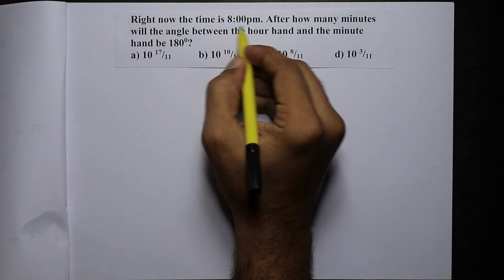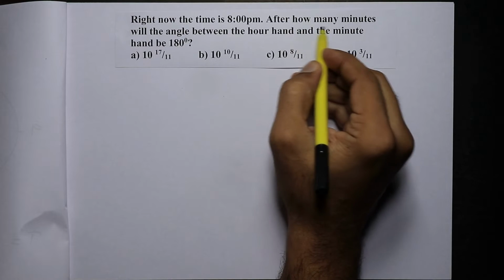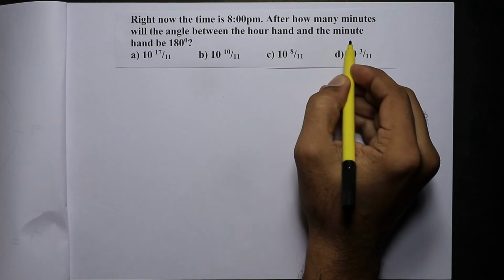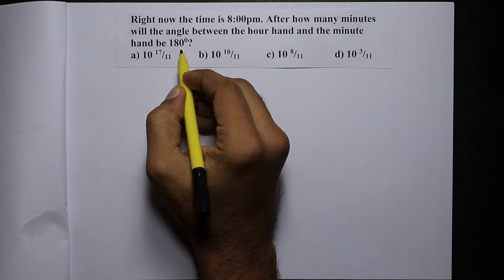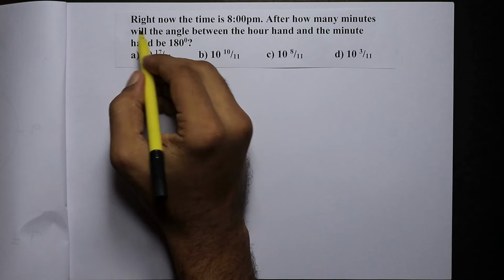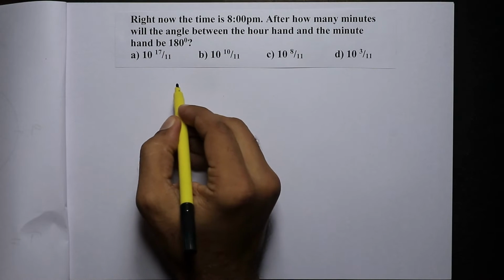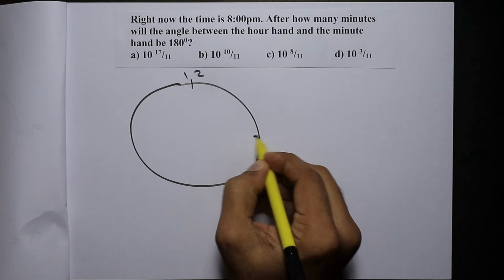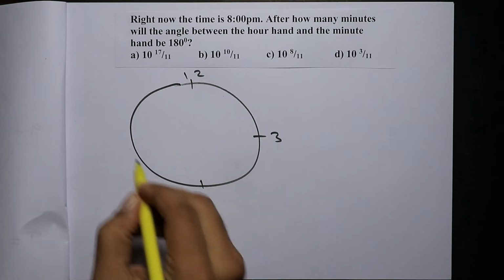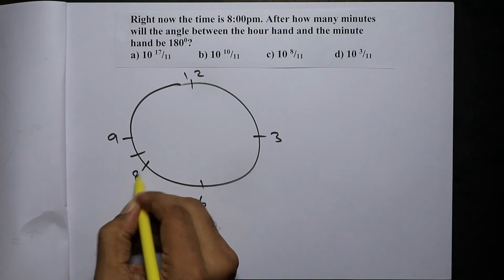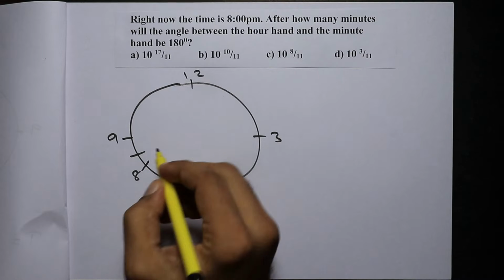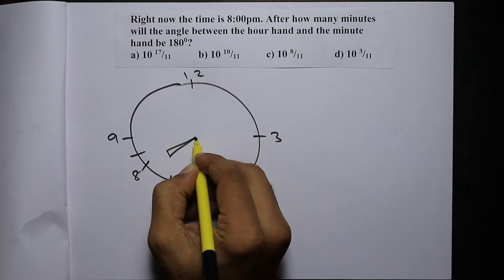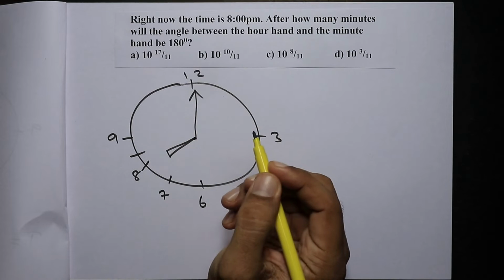Right now the time is 8 p.m. After how many minutes will the angle between hour hand and minute hand be 180 degrees? So right now the time is 8 p.m. So let us look at the clock. Clock will draw it like this. You have 12 here, 3, 6 and 9 here. Here you have 8 and here you have 7. Now exactly at 8 o'clock the hour hand is here and minute hand is here.